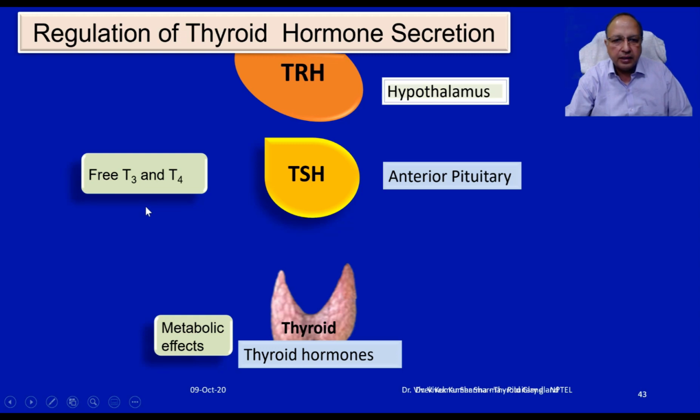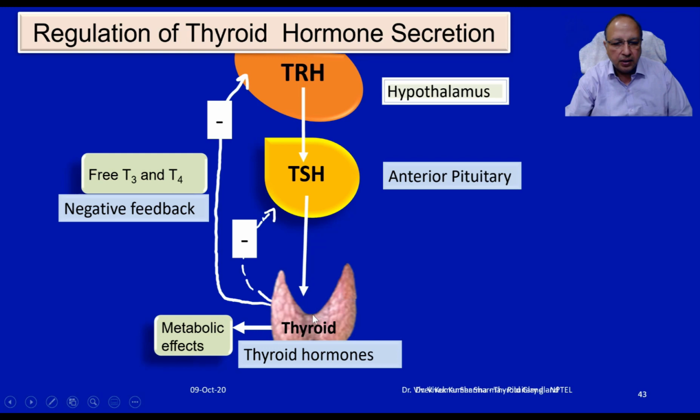Now coming to the regulation of the thyroid hormone secretion. The hypothalamus secretes the thyrotropin releasing hormone that stimulates the anterior pituitary to cause the release of thyroid stimulating hormone. Thyroid stimulating hormone, TSH, will act on the thyroid to cause the release of the T3 and T4 hormones. So these will mediate their effect on the body. The metabolic effects will be created. But by negative feedback regulation, both at the level of the anterior pituitary and at the level of the hypothalamus, these free T3 and T4 will cause the negative feedback inhibition of their own synthesis.